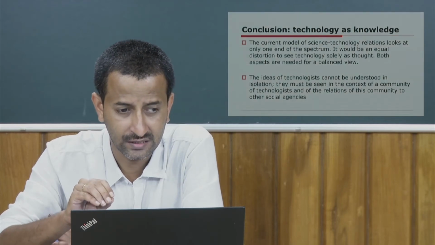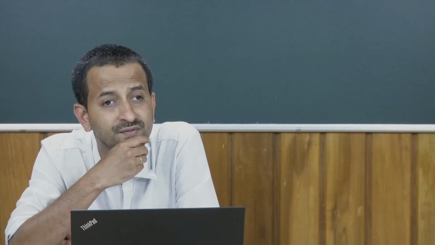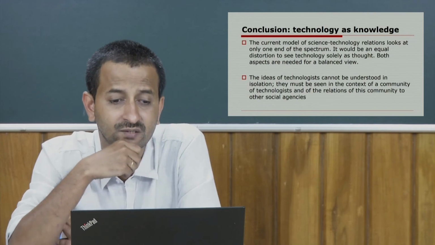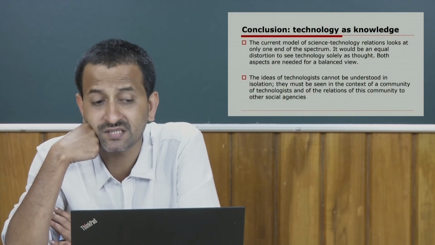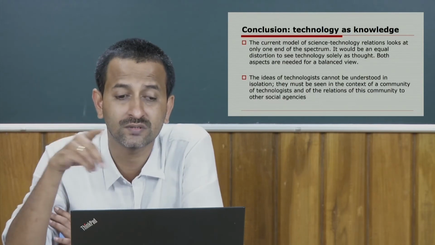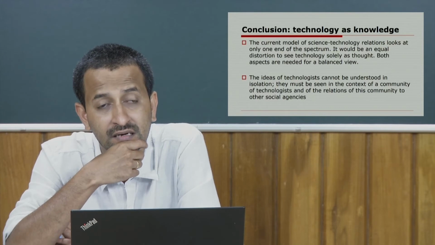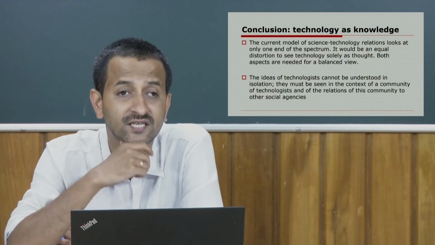To conclude that technology is knowledge, that the current model of science technology relations looks at only one end of the spectrum. It would be an equal distortion to see technology solely as thought. Both aspects are needed for a balanced view. The ideas of technologists cannot be understood in isolation, they must be seen in the context of a community of technologists and of the relations of this community to other social, economic, political, cultural, institutional, legal, ethical and ideological agencies.